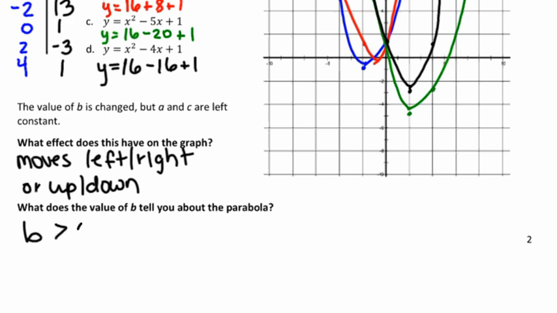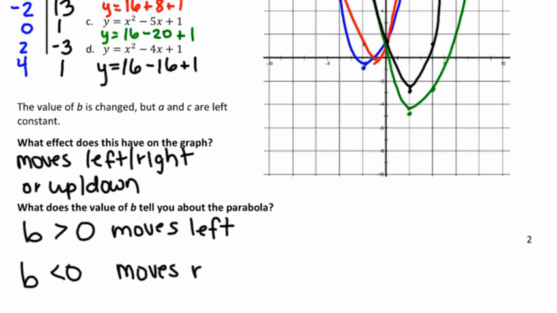If our b value is greater than 0, the graph is going to move to the left. But if our b value is less than 0, so a negative value, it'll move to the right. It's the opposite of what it kind of looks like.